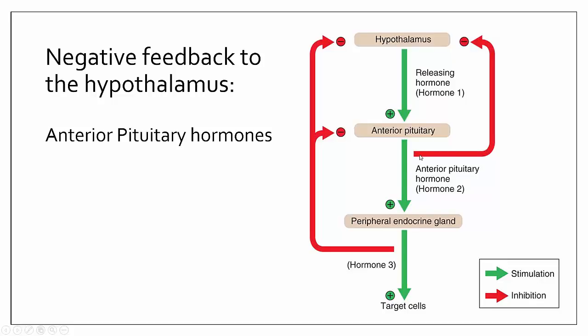Hormone 2 from the anterior pituitary also can feed back and inhibit the hypothalamus from releasing more releasing hormone. So there's a couple ways, but generally all the anterior pituitary hormones fit this schema for the negative feedback inhibition.